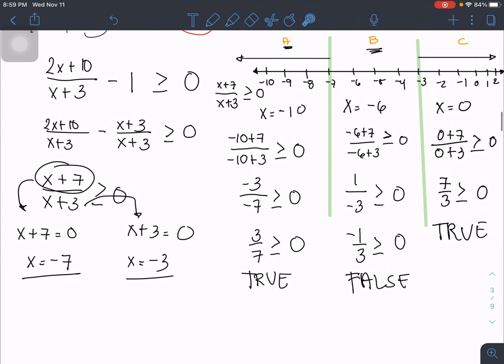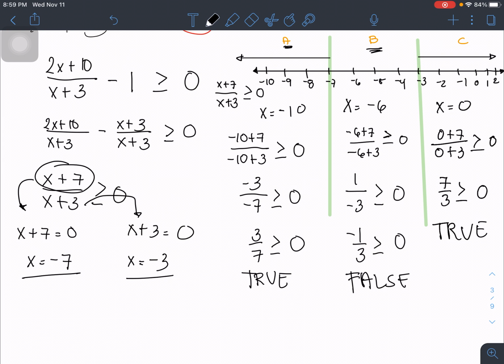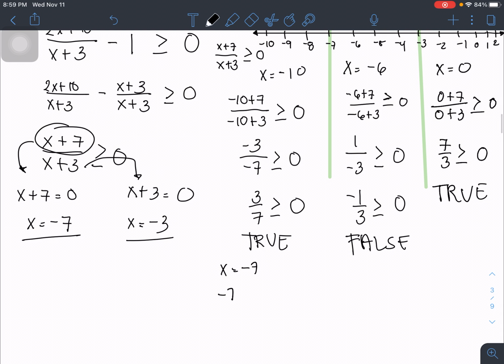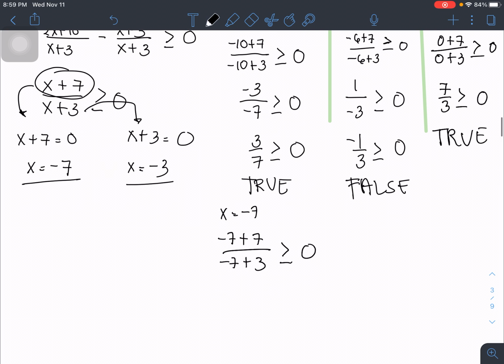So if x is equal to negative 7, this will be negative 7 plus 7 over negative 7 plus 3 greater than or equal to 0. So negative 7 plus 7 is 0. Negative 7 plus 3 is negative 4. So still our answer will be 0, greater than or equal to 0. And 0 is equal, no?